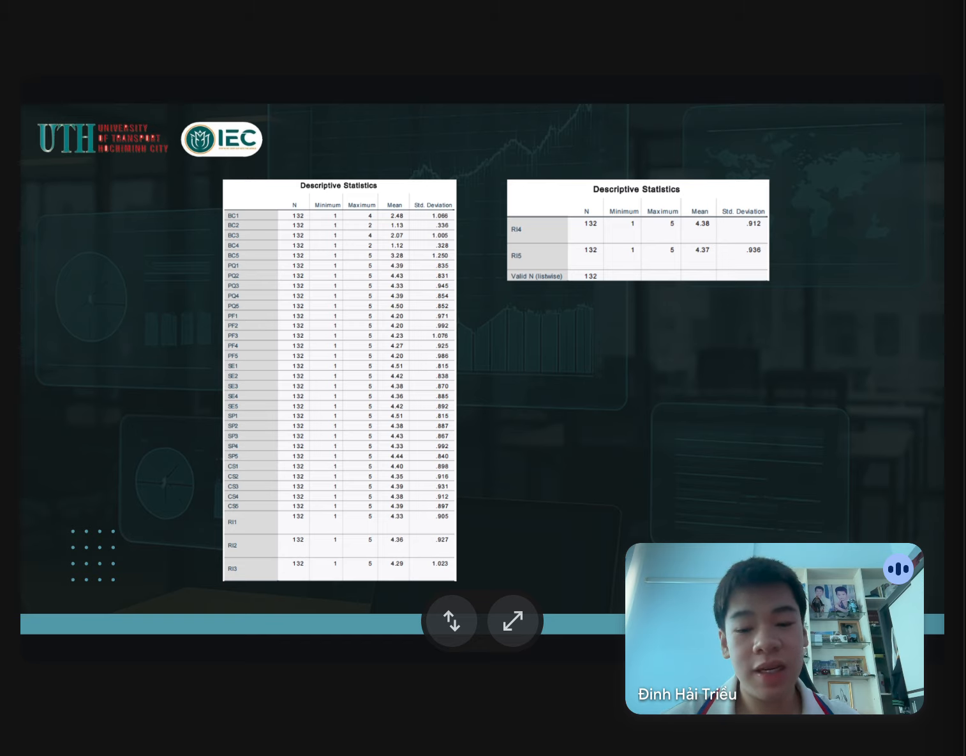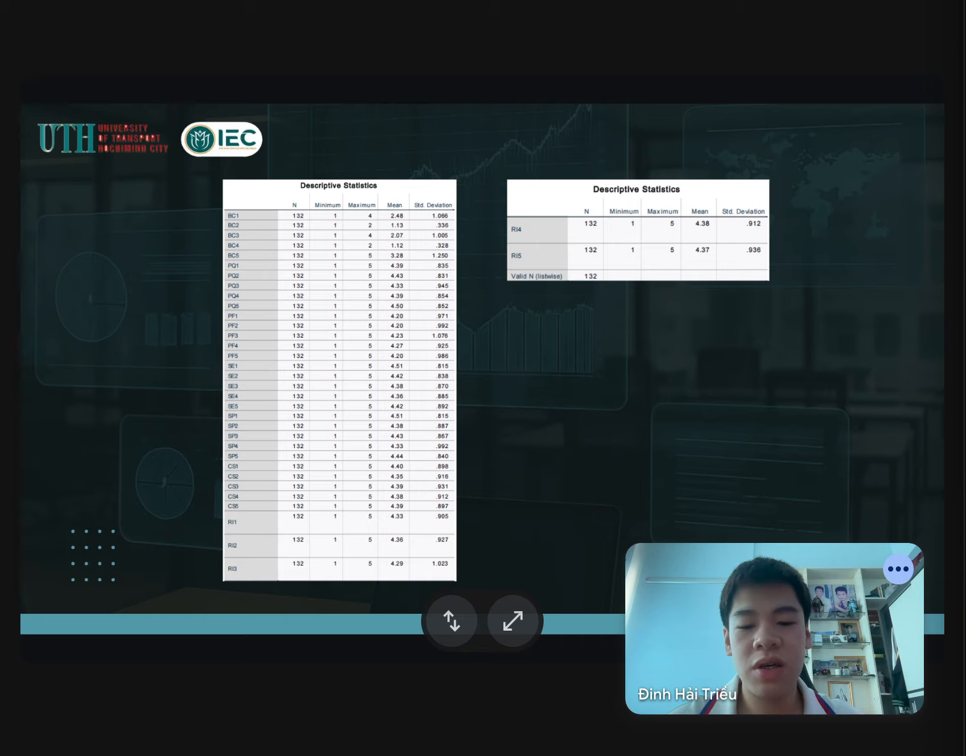Next, SPSS calculates four important statistics for each variable: the minimum value, the maximum value, the mean, and the standard deviation. The mean represents the average response of participants. Since our questionnaire used a 5-point Likert scale, a higher mean indicates a higher level of agreement.